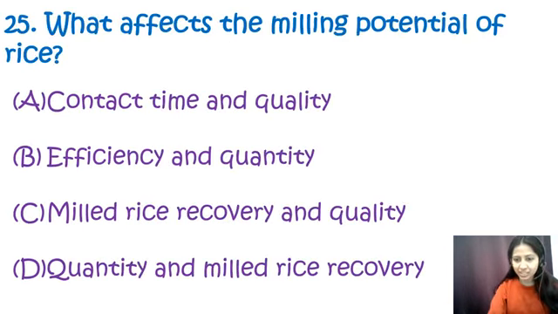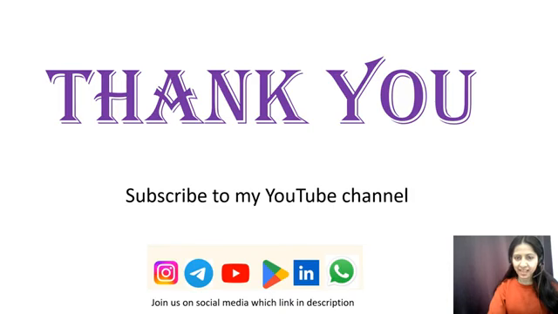Next, question number 25. What affects the milling potential of rice? Options are contact time and quality, efficiency and quantity, milled rice recovery and quality, and quantity and milled rice recovery. For this question, do comment down the correct option in the comment box. And with this, we have completed a few important MCQs related to cereals and pulses of food science and technology.